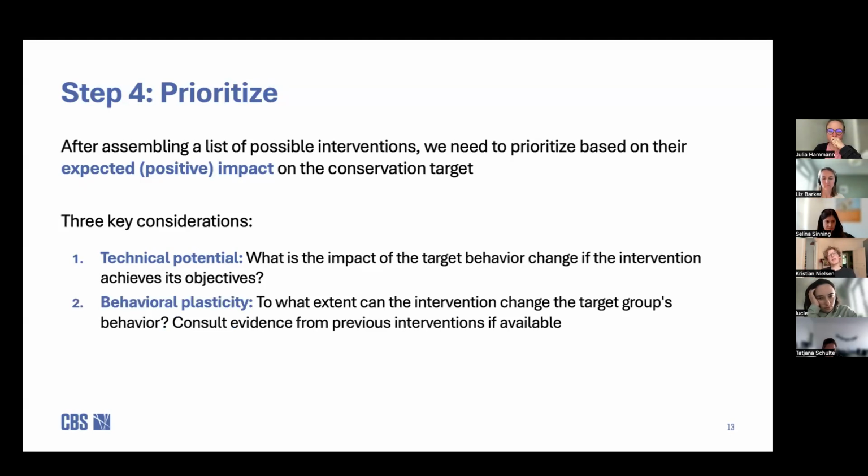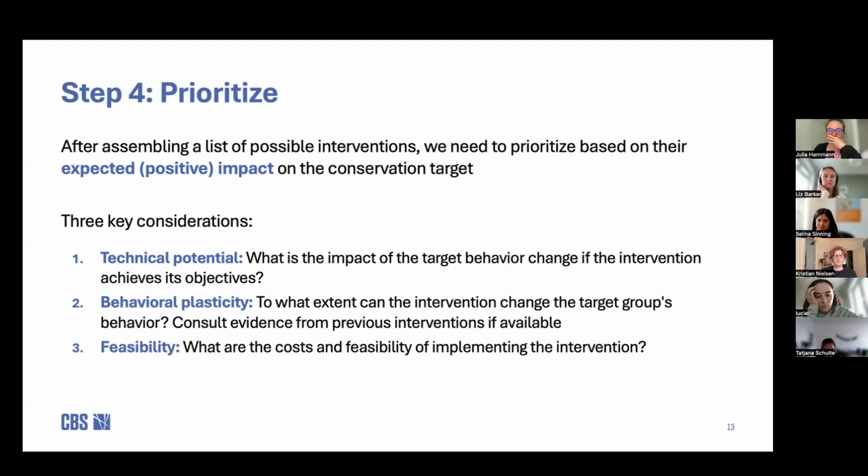But then we also need to think about to what extent the interventions that we might implement can actually change people's dietary choices. In other words, how effective is it in changing behavior? Here we would ideally like to look at previous evidence to get a proper estimate of the behavior's plasticity, as we would call it.